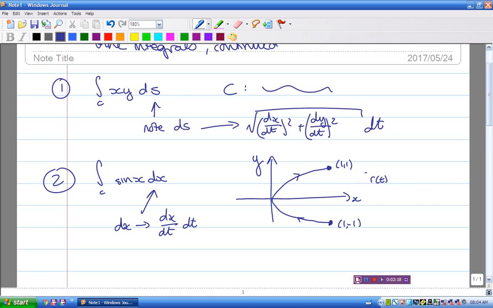r of t equals, well, it's x equals y to the 4, right? So I'm going to call y t, and then x will be t to the 4. And t goes from minus 1 to 1. Okay, so parameterizing my curve.